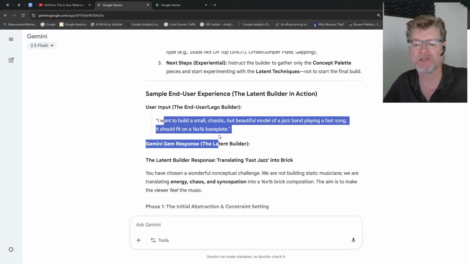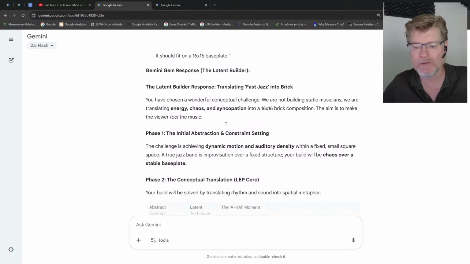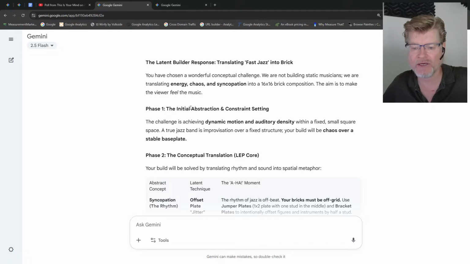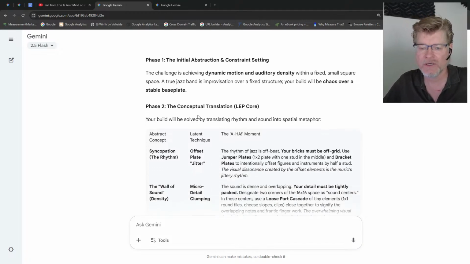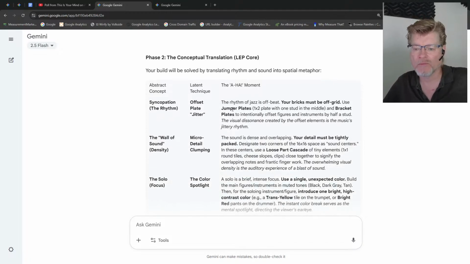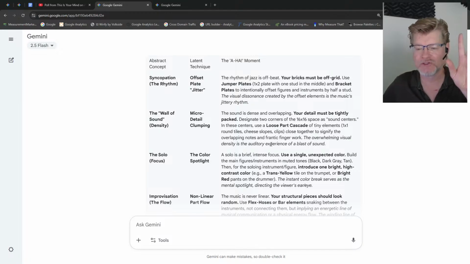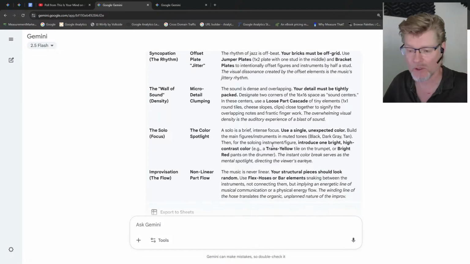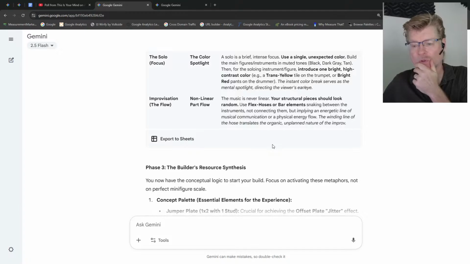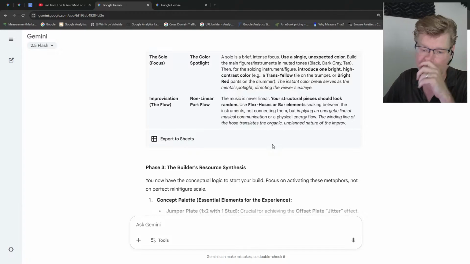So somebody can start with something this simple, and what should happen is it says, okay, we're going to translate fast jazz into brick. Here's the initial abstraction. The rhythm is off beat. Your bricks must be off grid using jumper plates, bracket plates. Okay, this is the part where I'm going to assume this means something to all of you in Lego World. And that is super cool. And if there are those of you in Lego World, share this with other people in Lego World.